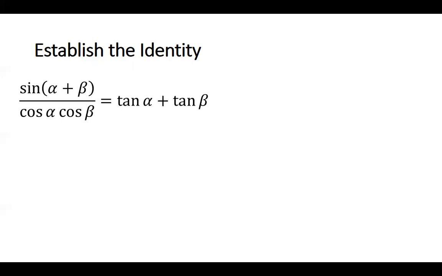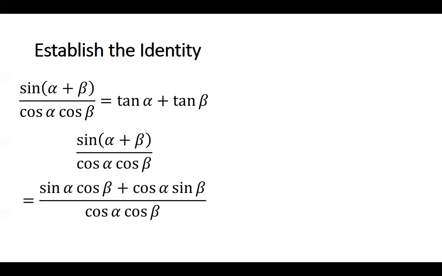So remember, when we're establishing an identity, we generally, almost always, start with the more complicated side and start breaking it down. So I'm considering sine alpha plus beta over cosine alpha cosine beta to be the most complicated side. I see that the numerator is the sine of alpha plus beta, so obviously I can use that function. So that becomes sine alpha cosine beta plus cosine alpha sine beta over cosine alpha cosine beta.